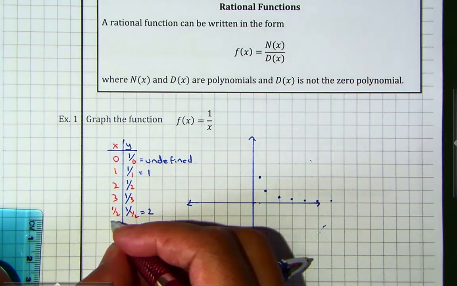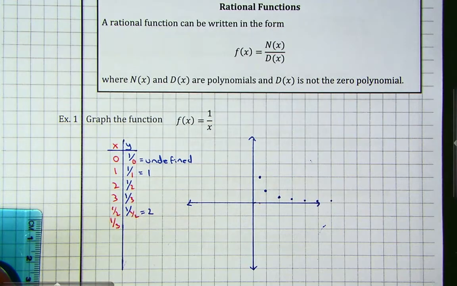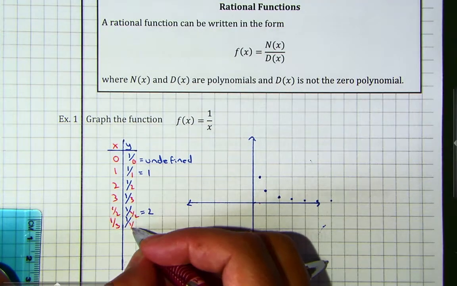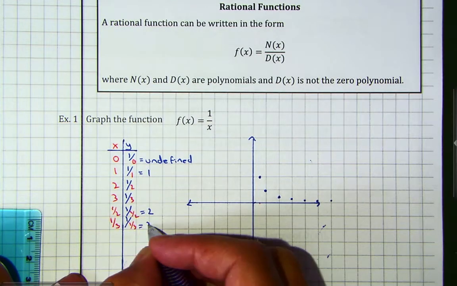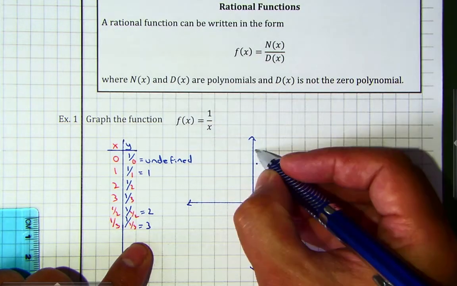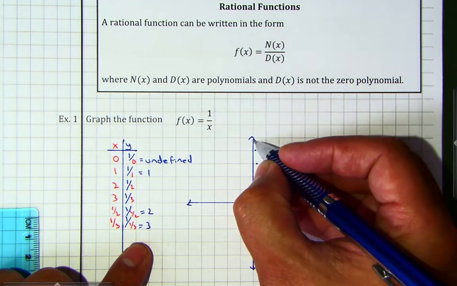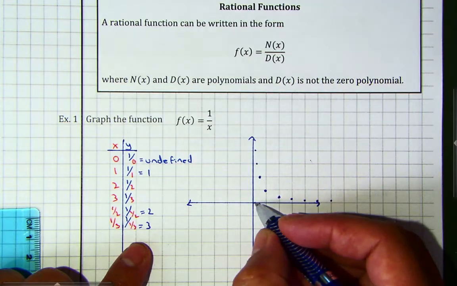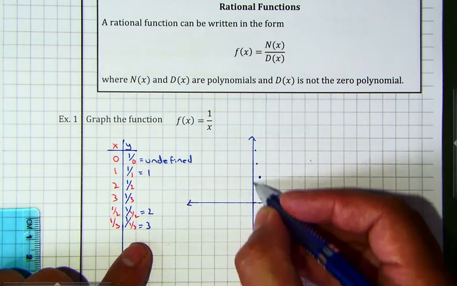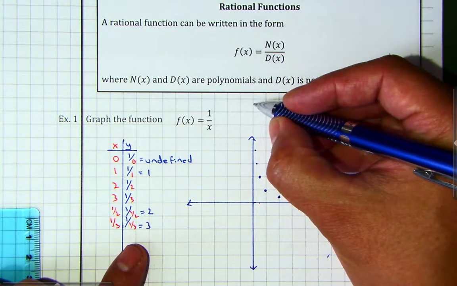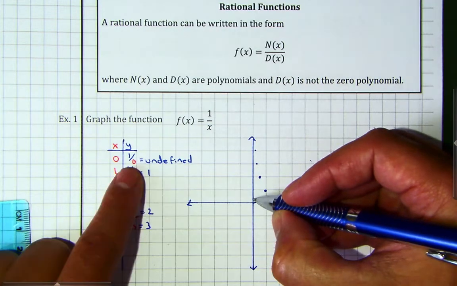Plug in a 1/3 will give me 3. Plug in a 1/4 gives me 4. Plug in a 1/5 gives me 5. Plug in a 1 over 100 gives me 100. Plug in a 1 over 1,000, which is very close to the y-axis, to 0, will give me 1,000. So therefore, your graph comes down from here, and at 0, it's undefined.